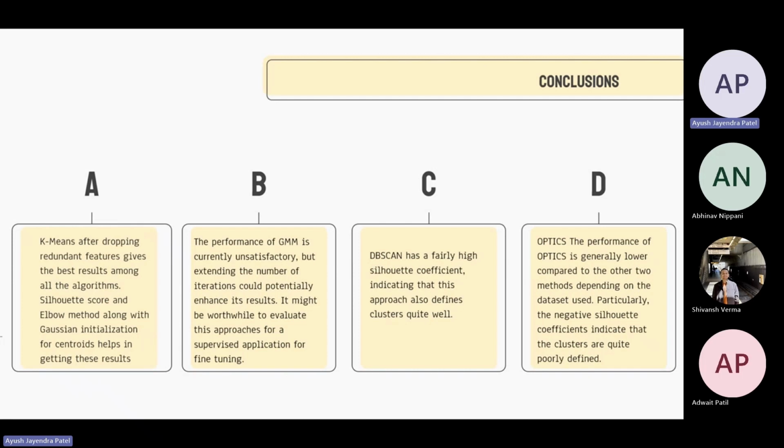The DBscan approach gives a highly fair silhouette coefficient, indicating that this approach also defines clusters quite well. The Optic performance is generally low compared to the other two methods, depending on the dataset used. Particularly, this negative silhouette coefficient indicates that the clusters are poorly defined.